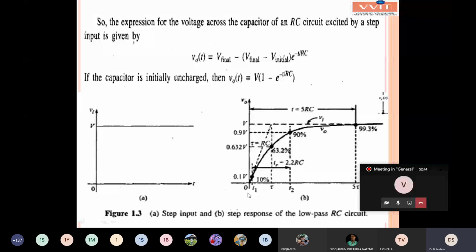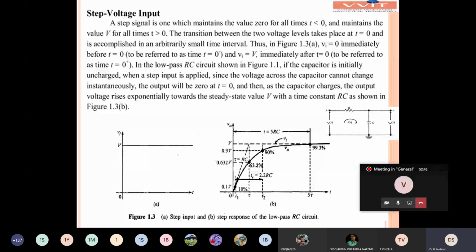So what is the rise time? It will come in later. What is the rise time? So 10% to 90%: the capacitor will be charging to maximum voltage. How much duration of time? That time is nothing but the rise time.